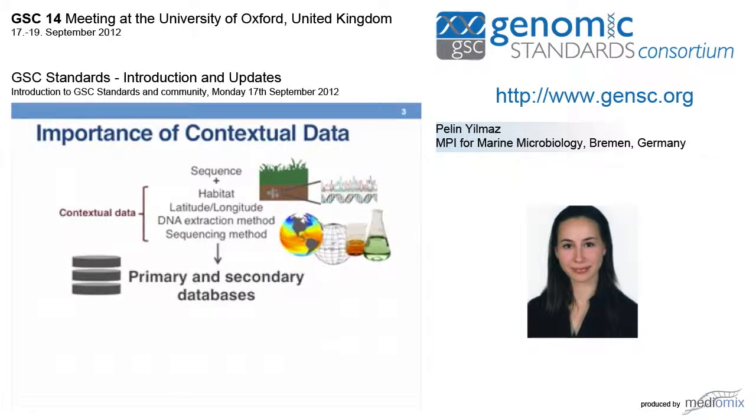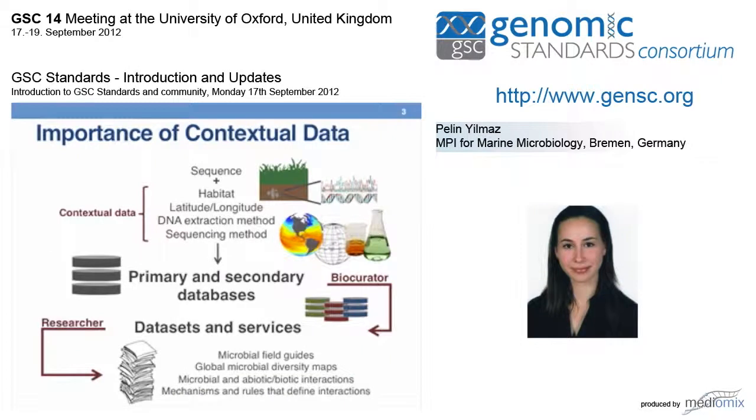So ideally, the sequences and the contextual metadata should together go into primary and secondary databases so that biocurators can take all of this data, the sequence and the contextual metadata, and put them into datasets and services. And afterwards, the researchers can come and look at all this combined integrated data and do some cool research like microbial field guides, global microbial diversity maps, microbial and abiotic interactions, and these kinds of things.